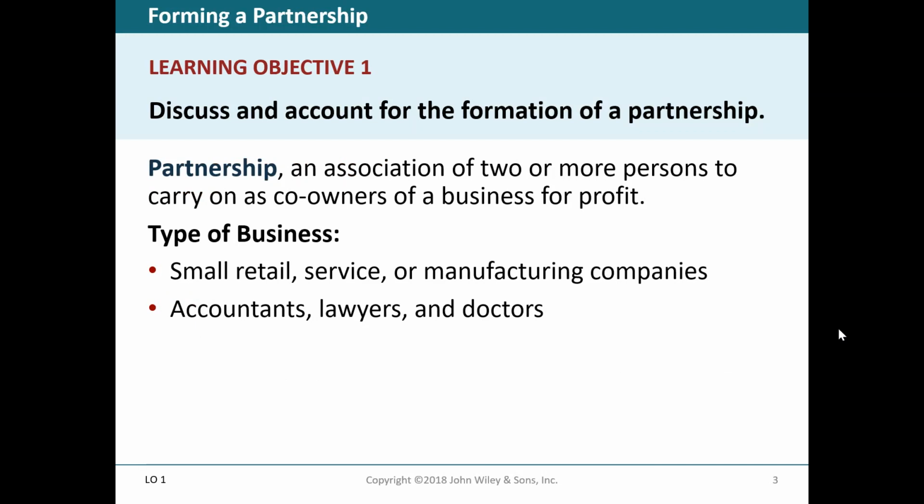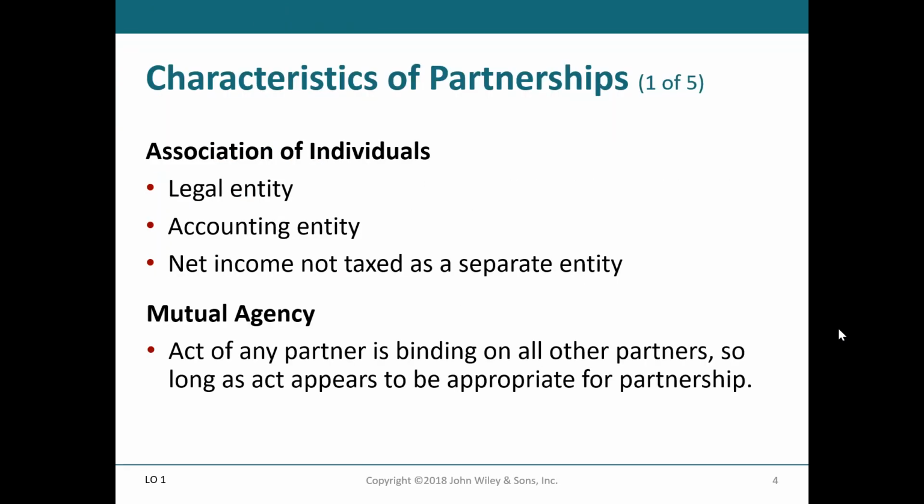Partnership: an association of 2 or more persons to carry on as co-owners of a business for profit. Types of businesses: small retail, service, or manufacturing companies, accountants, lawyers, and doctors. Association of individuals, a legal entity, accounting entity, and net income not taxed as a separate entity.